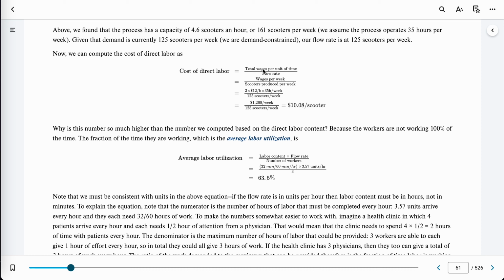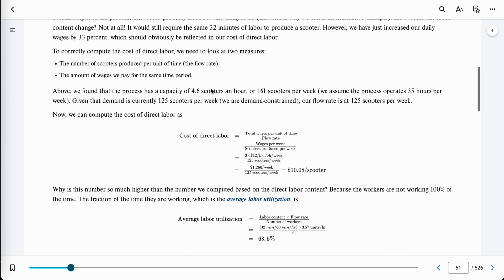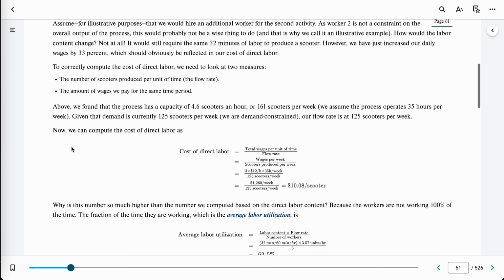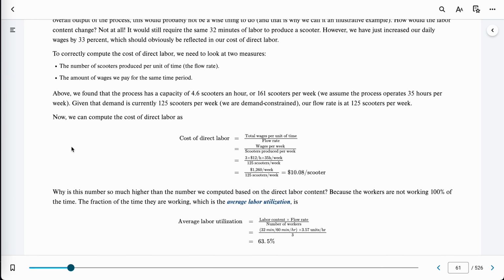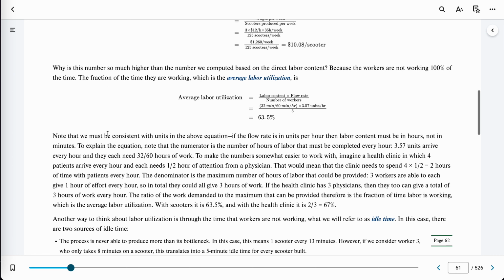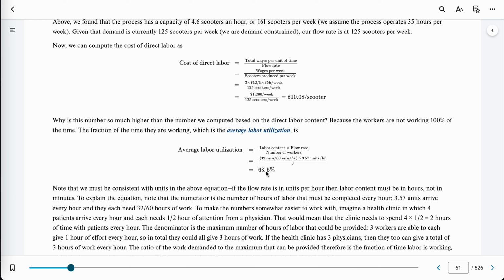So for each of the workers, so for worker 1 it is 4.6 scooters per hour. That's where we got the 3.57, by the way. We averaged out the time for each of the workers, what exactly is how many scooters we can make, right? So that's how we calculate the average utilization. That's the reason why the cost is so high. We are only utilizing workers up to 63.5%, and that's the reason why we need some sort of line balancing, and that's what we'll talk about next.